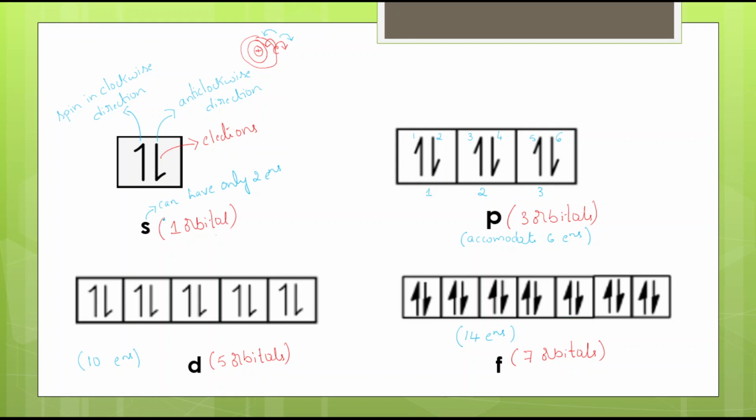So remember, with only one orbital, S holds 2 electrons. P with 3 orbitals, 6 electrons. D with 5 orbitals, 10 electrons. F with 7 orbitals, 14 electrons. The maximum capacity of S is 2 electrons, and the maximum capacity of P is 6, D is 10 and F is 14. Clear?